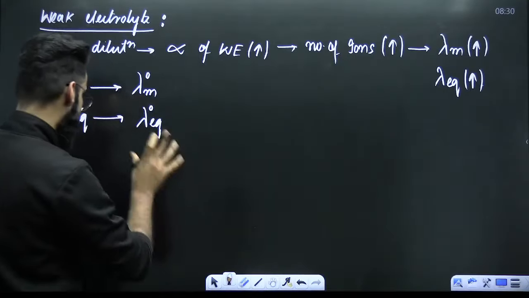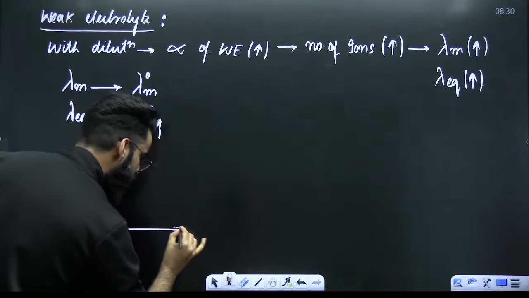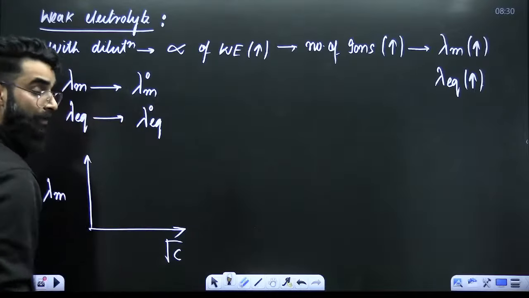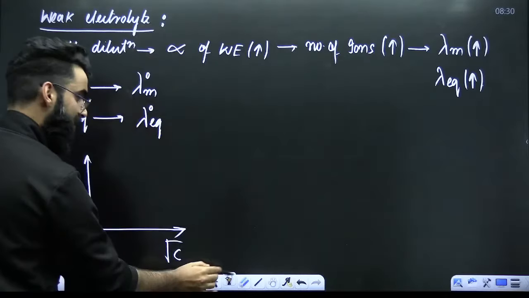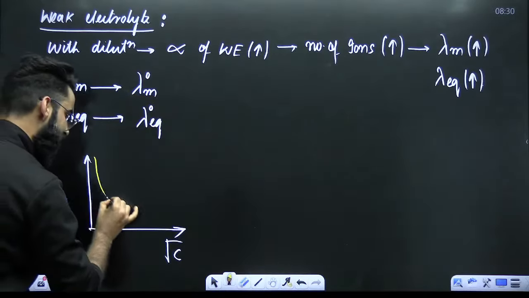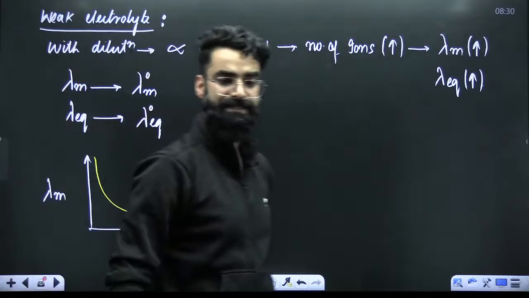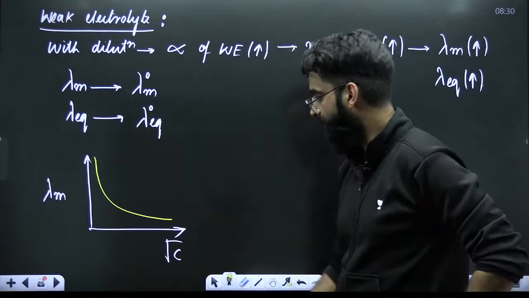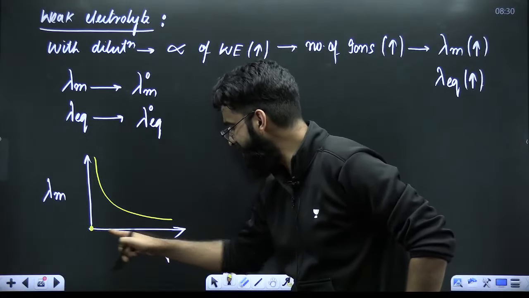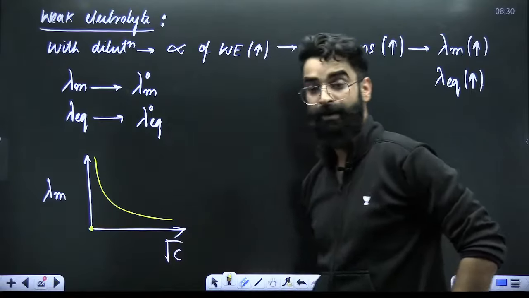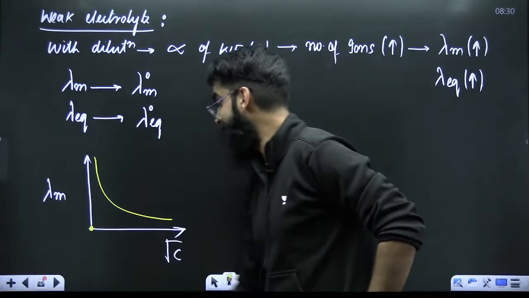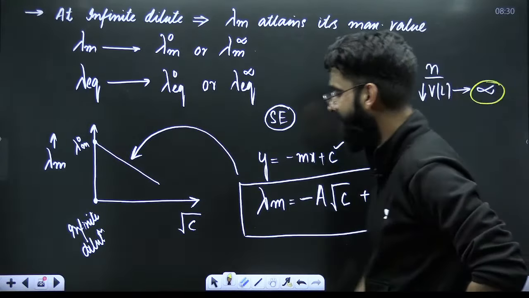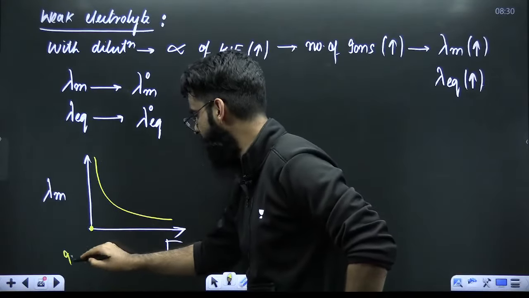Now, my dear students, if you try to draw a graph between lambda m versus root c for a weak electrolyte, the graph comes like this. It's a hyperbola, right? Now tell me one thing. At this particular point, the root c value is 0. That means c is 0. When is c 0? I told you a few minutes back. c is 0 when the volume of the solution is infinite. That means this particular point represents infinite dilution.